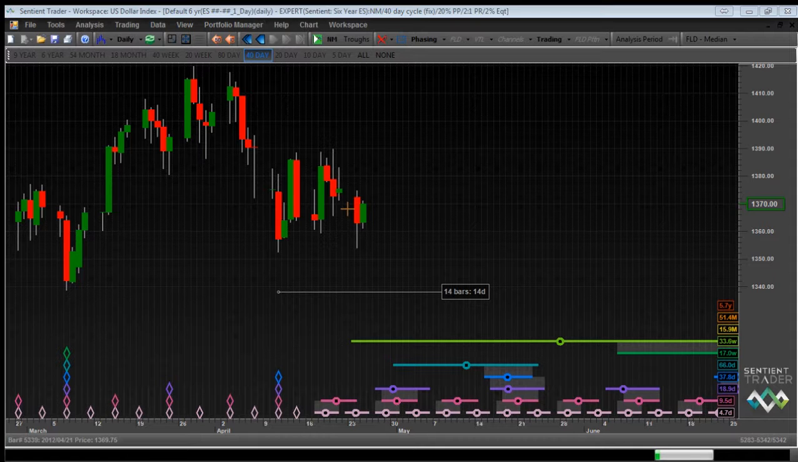So luckily we didn't do that, cautioned by Hurst cyclic principles. And similarly, I am stepping back and not entering a short trade at the moment on the 40-day cycle.